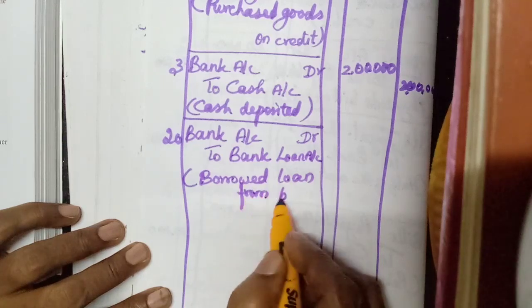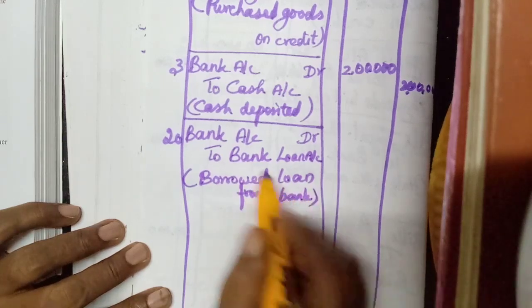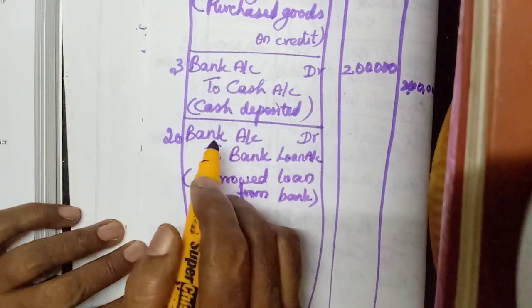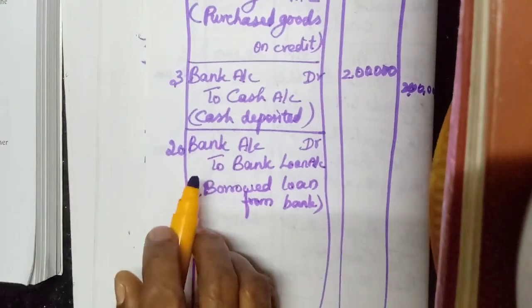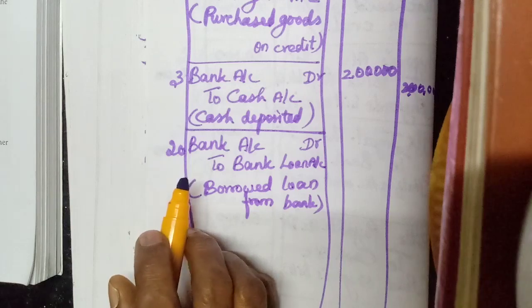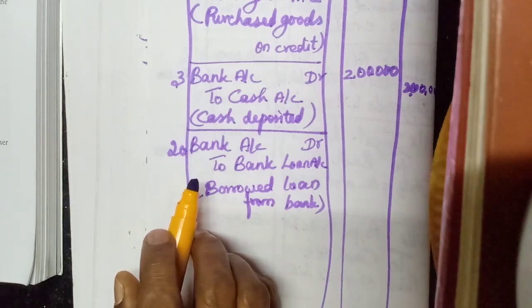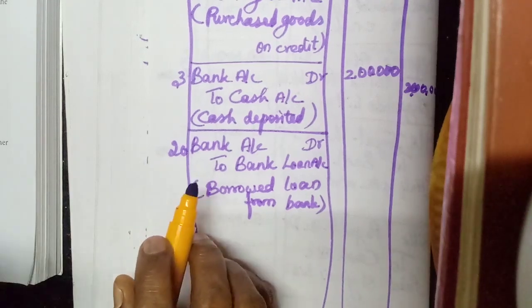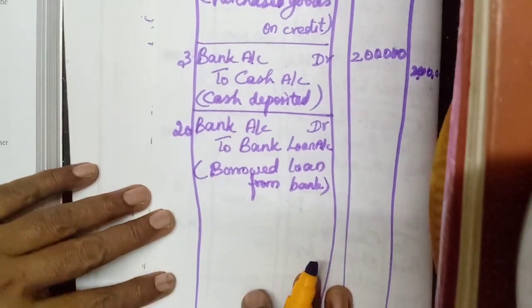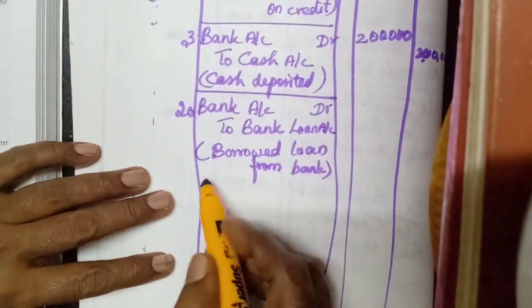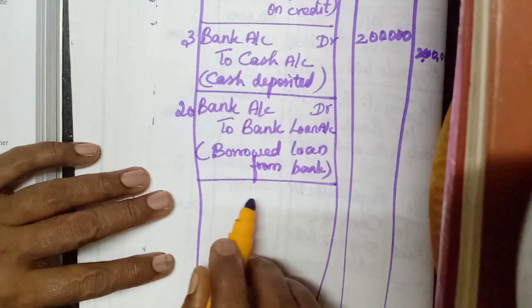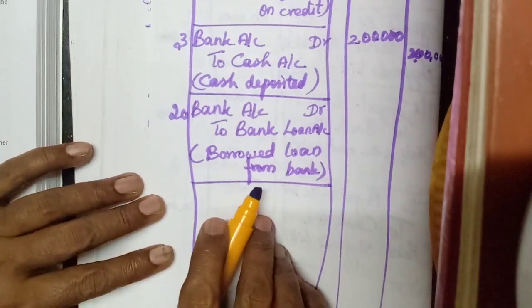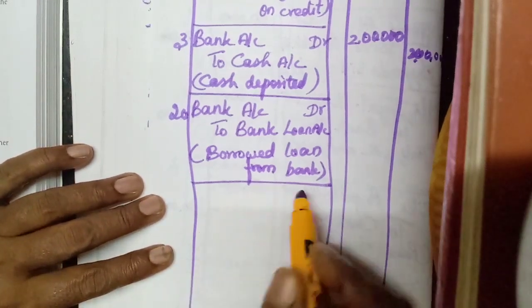Here we should not consider this as receiving cash. Okay, borrowed loan from bank, it is written. We should assume that the loan amount is in the bank only. It will credit the bank loan amount. Afterwards, little by little we can withdraw the amount. Okay, 1 lakh.